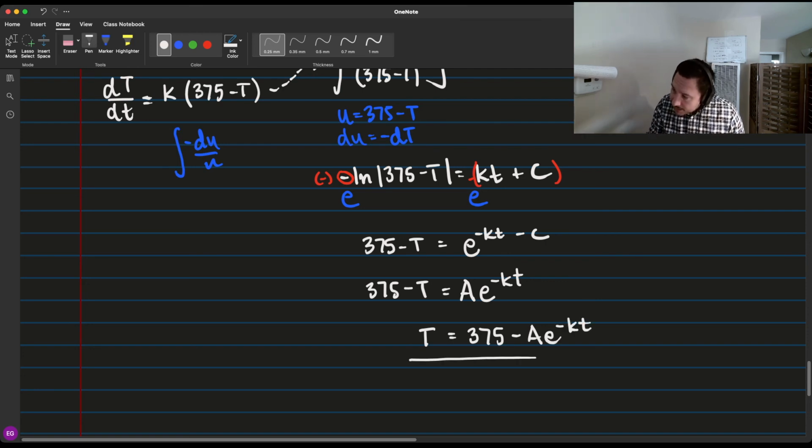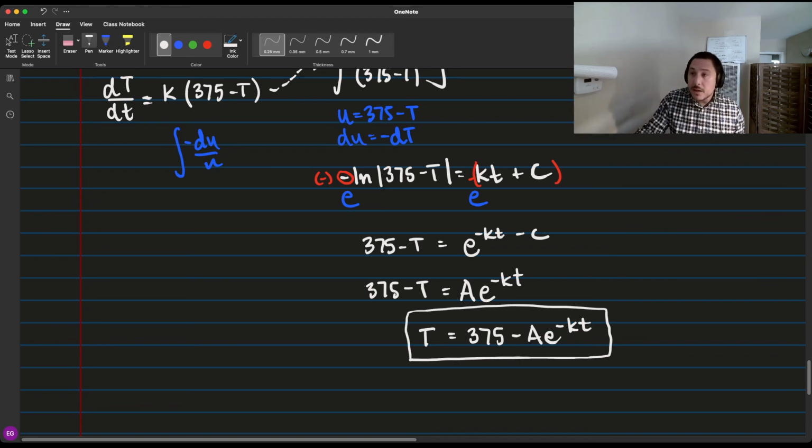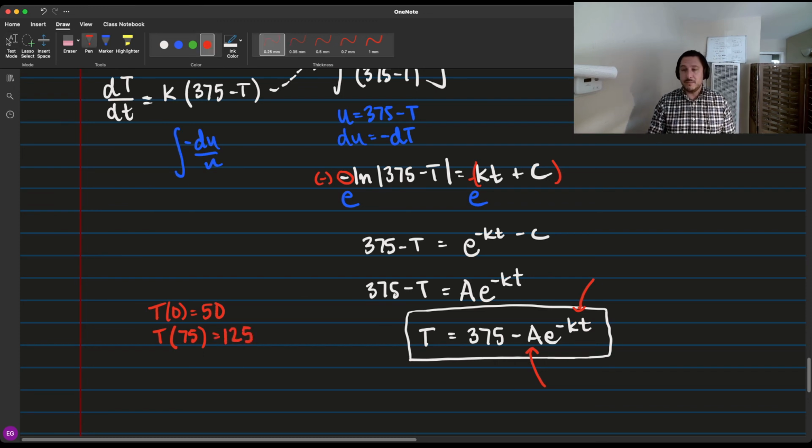Now notice that you have two constants, the a and the k, and that's actually why you need the two initial conditions of T of 0 equals 50. It went in at 50, and T of 75 equals 125, right? Because if you plug in T of 0, then this part will disappear, and you'll be able to solve for what a is. And then once you've got a, then you can plug in this one over here, and you can solve for k.